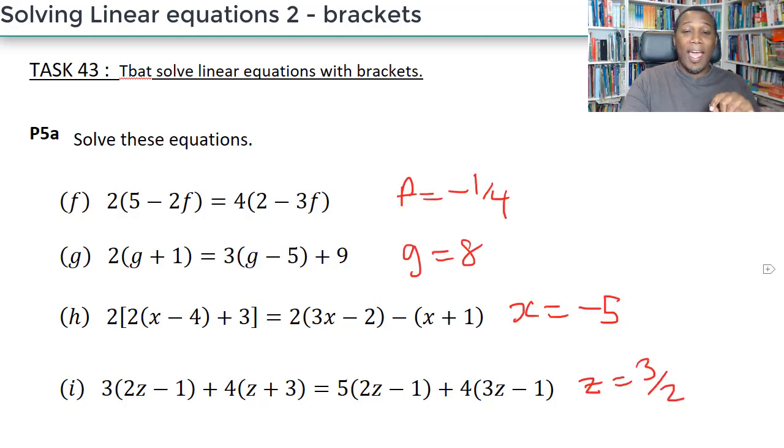These are the answers you should have. So F should have been minus a quarter. G is 8x minus 5. And Z is 3 on 2. So those are the solutions you should have had.